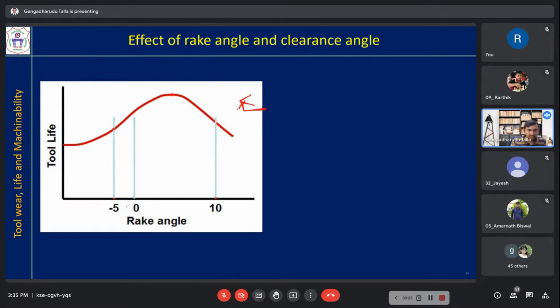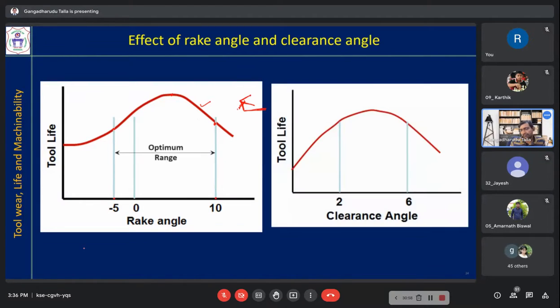So at a very high negative rake angle, or a very low rake angle directly, your tool life is less because you are accepting high force and removing the material. And in the intermediate range, because the tool is sharp, there is enough strength for the cutting tool. So tool life is good. Beyond some 10 degrees, the tool becomes too thin and tool life decreases. That is the effect of rake angle.